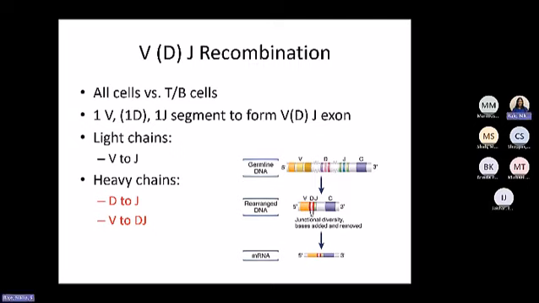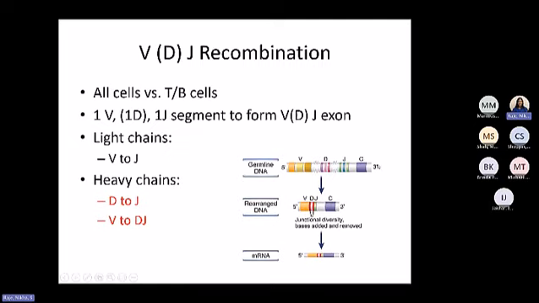So when you compare all the other cells versus T and B cells, we know that the T and B cells undergo gene rearrangement and not all cells do that. And we'll see the reason for that in a minute. But in general, there is one variable segment, one D segment and one J segment that come together to form from the germline DNA in the T cell.